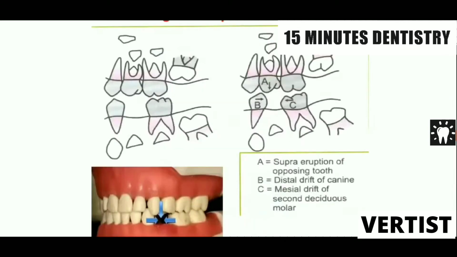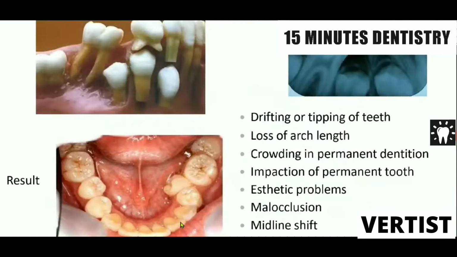Let us take an example of what happens if the first deciduous molar has been lost. As we can see in the picture, there are chances that the second molar will drift mesially, the canine will move distally, and the upper molar will supraerupt. So these kinds of disruptions or disturbances occur when a particular tooth is lost prematurely.